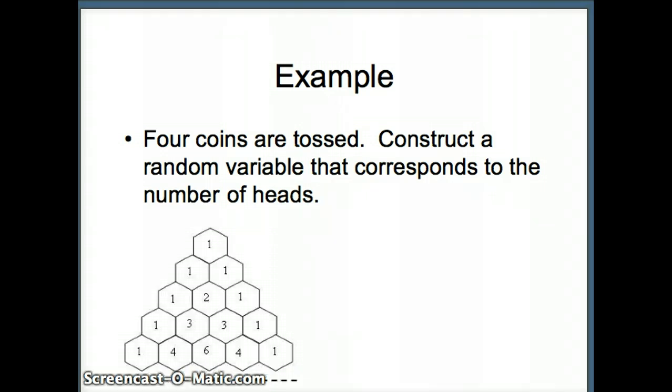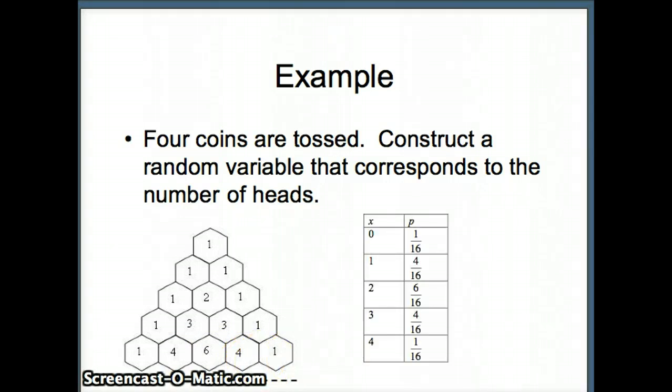So here's Pascal's triangle that we can use to get those probabilities. 1 plus 4 plus 6 plus 4 plus 1 is 16. Probability of 0 heads, 1 out of 16. 1 head, 4 out of 16. 2 heads, 6 out of 16. 3 heads, 4 out of 16. 4 heads, 1 out of 16. We put those together, then we get our random variable. Again, notice numerical outcomes, and each outcome has an associated probability.